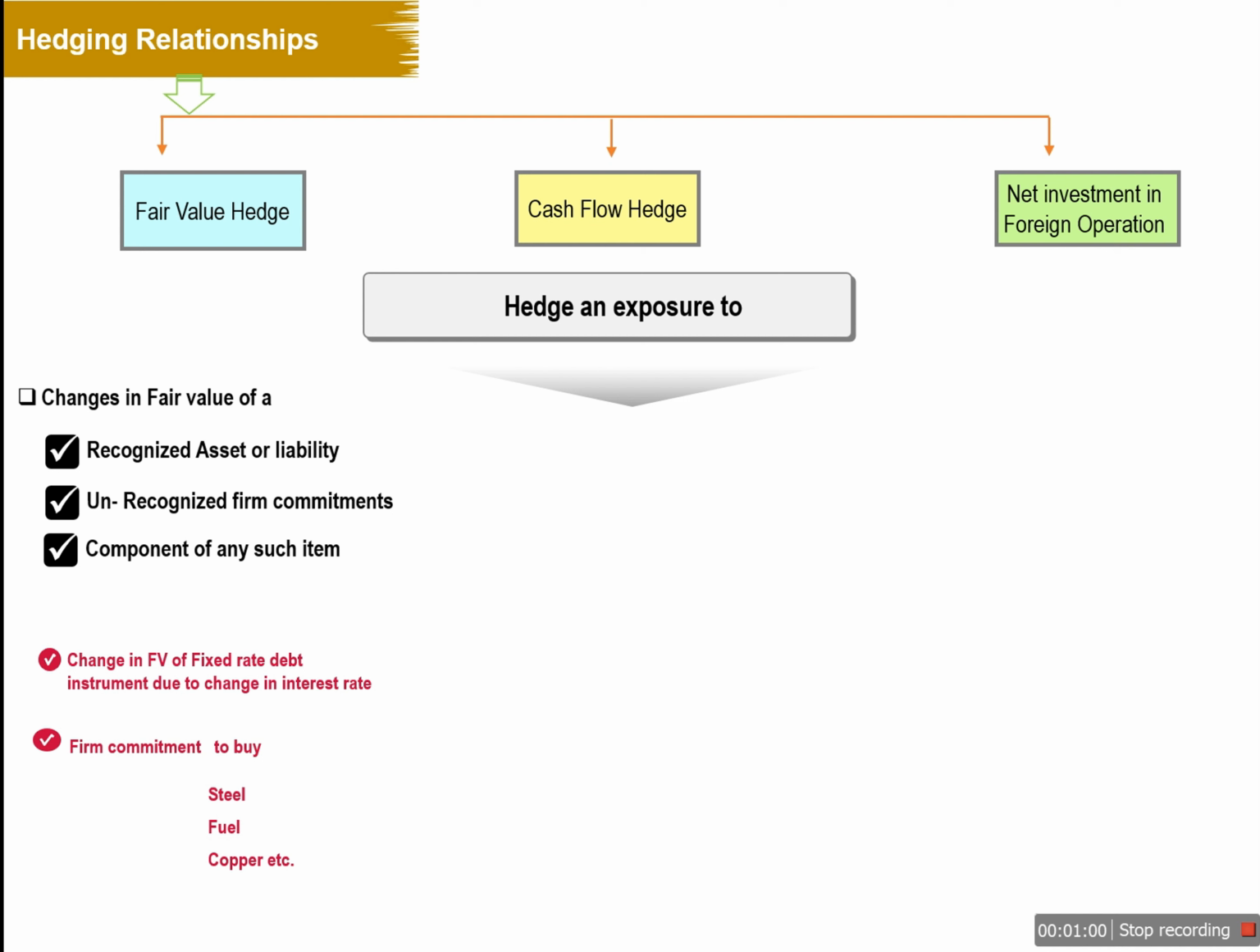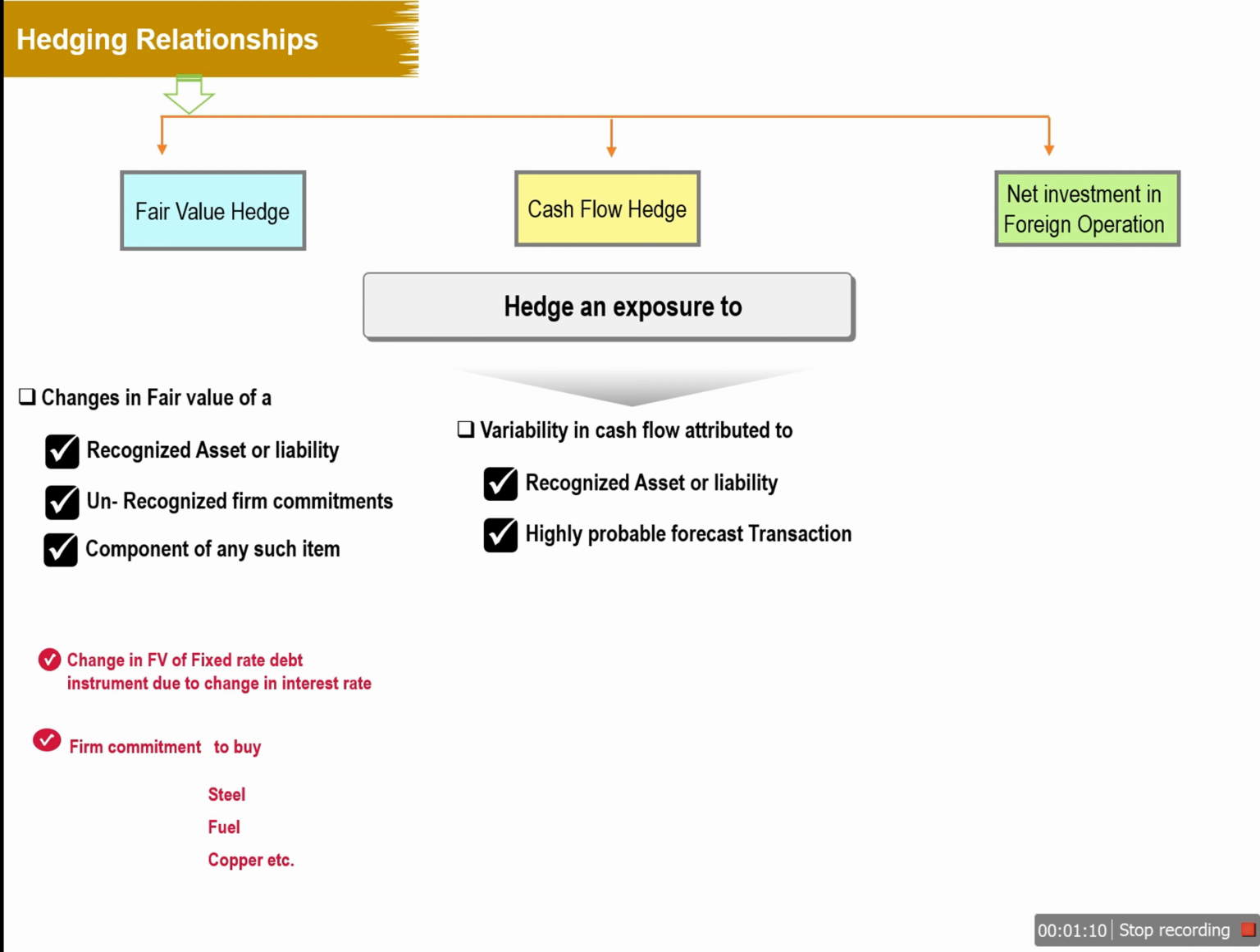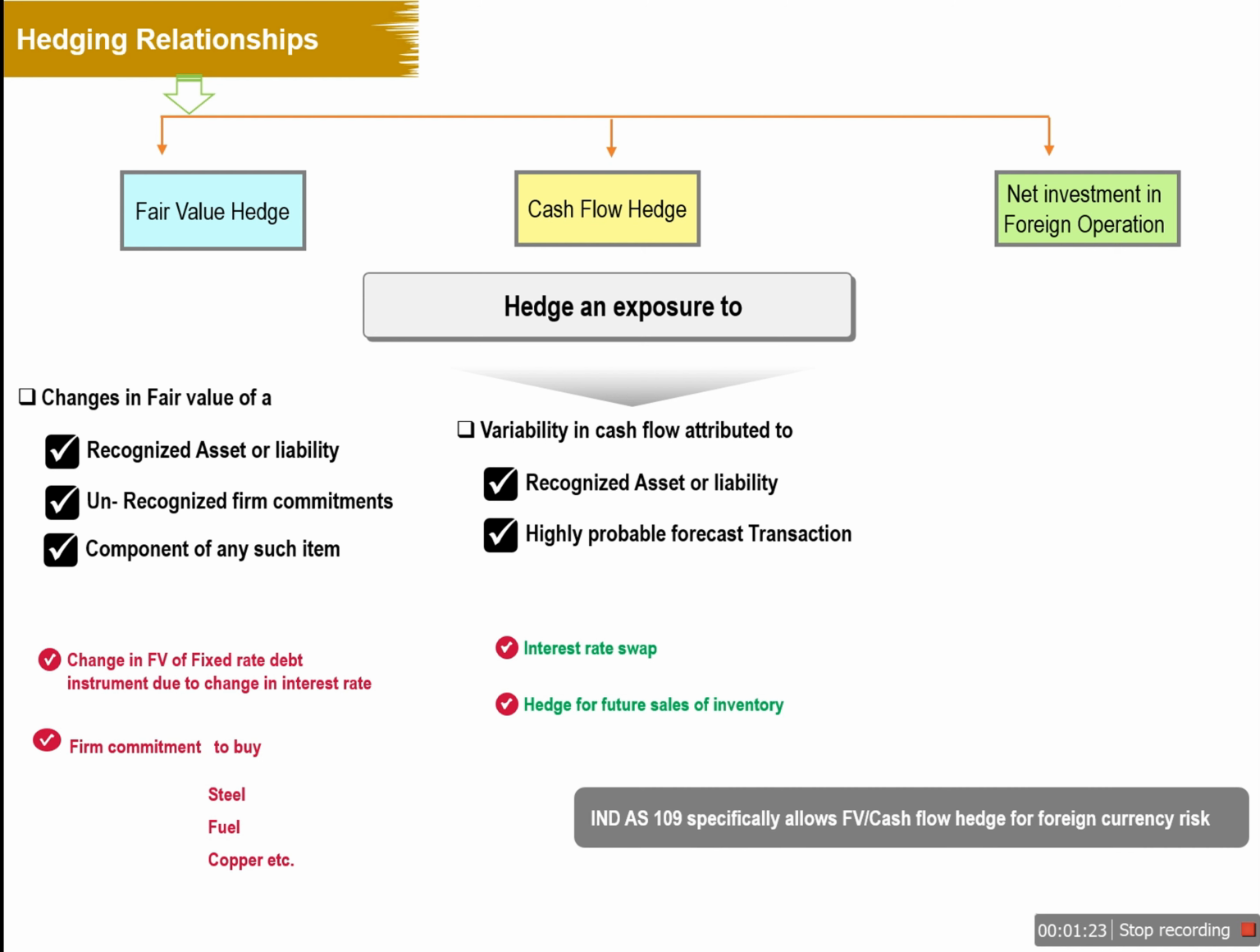Similarly, if the exposure is related to cash flow variability for a recognized asset or liability or highly probable forecast transactions, it will be classified as a cash flow hedge. For example, interest rate swaps or a hedge for future sale of inventory. Apart from it, Ind AS 109 specifically allows fair value or cash flow categorization of hedges for foreign currency risks.